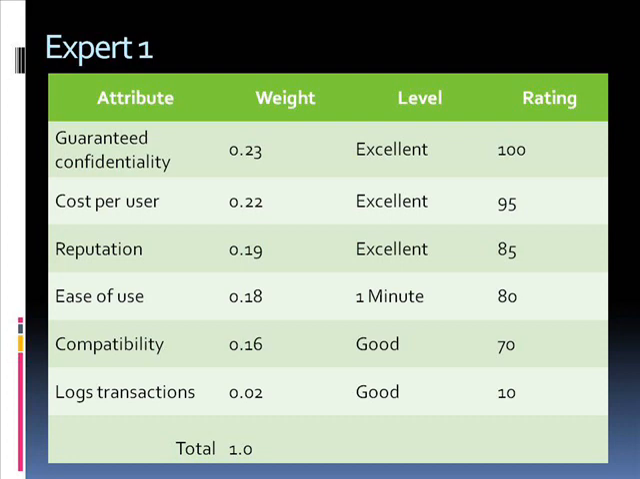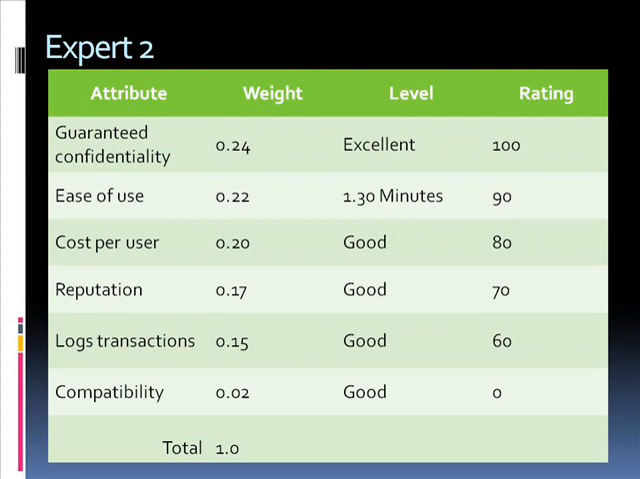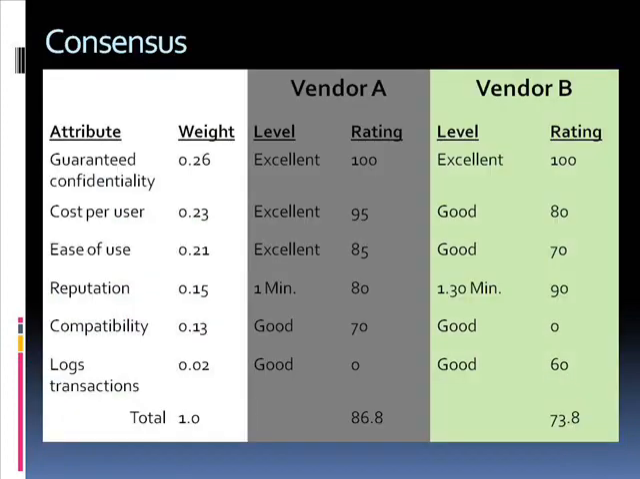In the second one-on-one interview conducted, Expert 2 rated the attributes of high-performing EHRs slightly differently, with the guaranteed confidentiality attribute remaining the most important. Again, you can see that the higher the rating, the greater the weight. After a group meeting occurred, a consensus model of the two experts is shown here, closely meeting the preferences of both experts. Vendor A and Vendor B are evaluated upon best satisfying the ranked attributes discussed in the meeting.